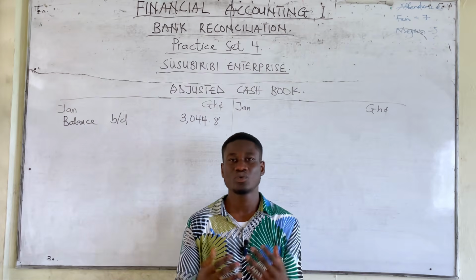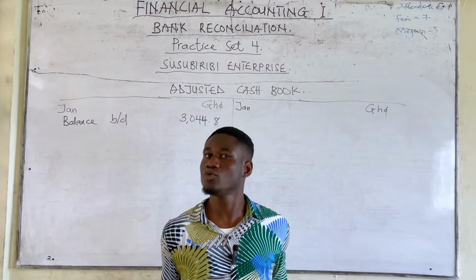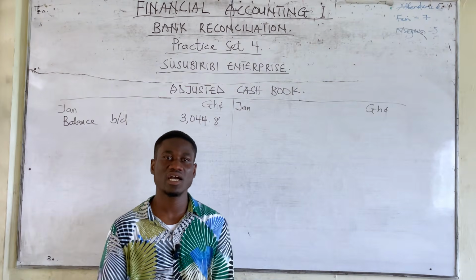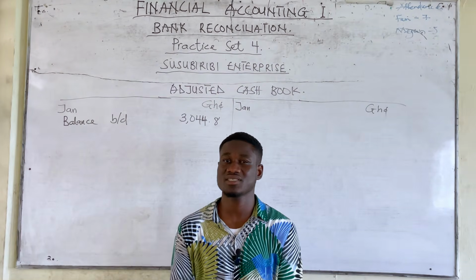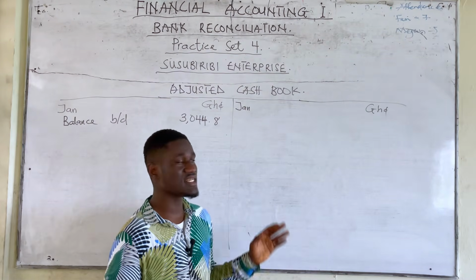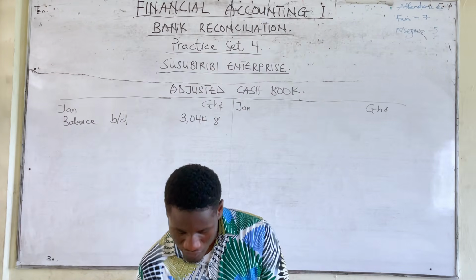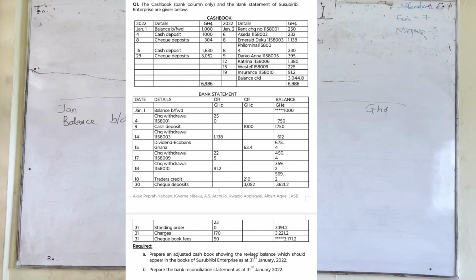Then we move to items that were not recorded in the cash book. So how do we know the items that were not recorded in the cash book? We have to go to the bank statement and check the items the bank recorded, but we didn't record in the what? Cash book. Good. So when we move to the bank, we will see that the bank check withdrawal 750 was there.